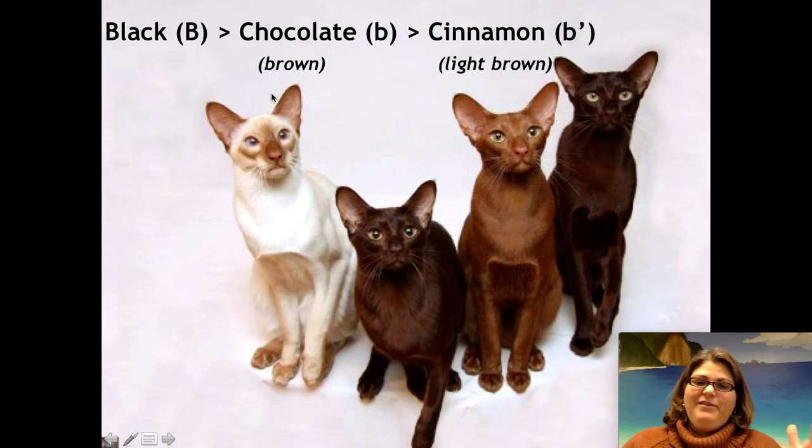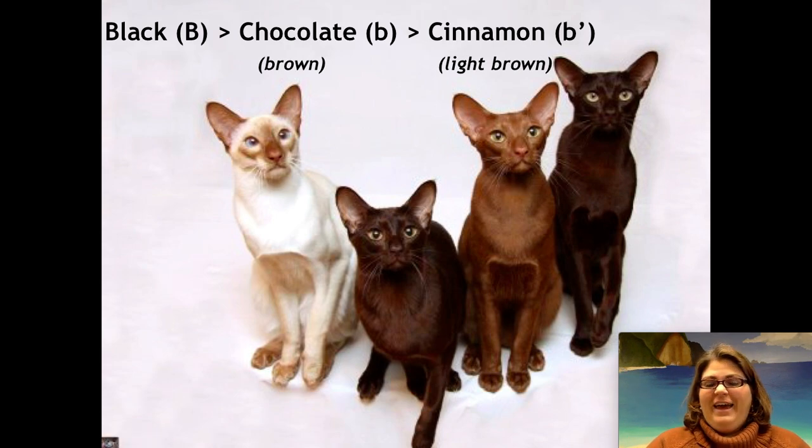Another example, once again, we have a cat example. We have black cats, which is dominant. We have cinnamon cats, which is this light color. And then we have the chocolate or the brown cat. So the ranked dominance, I draw the greater than symbols in there because it makes it easier for me to keep track of. So we have capital B, or black, is dominant to everything. Chocolate is dominant to cinnamon, and cinnamon is recessive to everything.